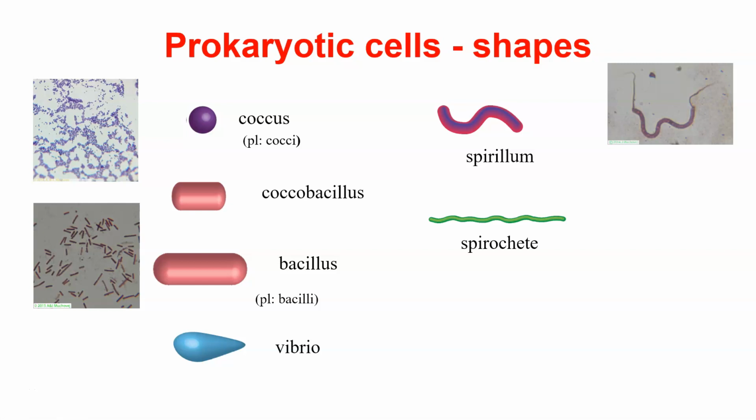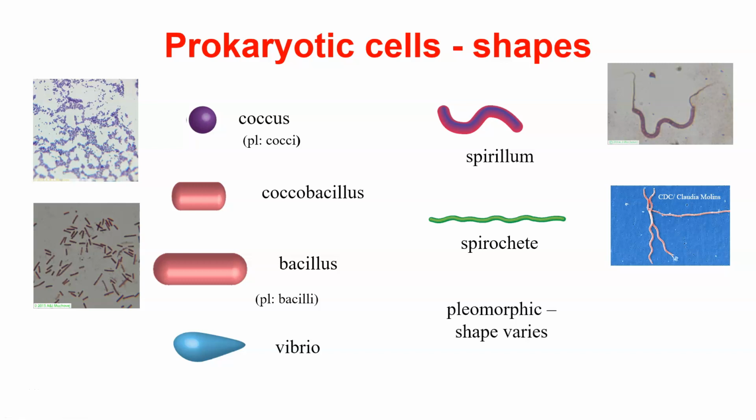The spirochete is elongate and thin. It's kind of twisted on an axis so that it gives it more of a stretched out elongate spring kind of look. These are very flexible. And we have pleomorphic, and pleomorphic says that the shape varies.